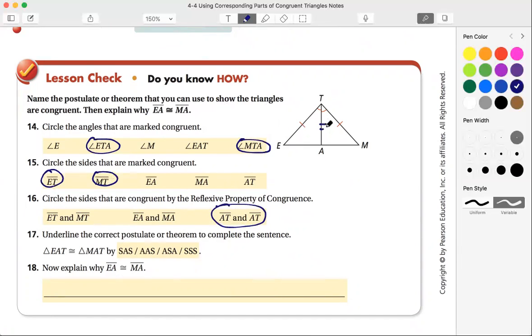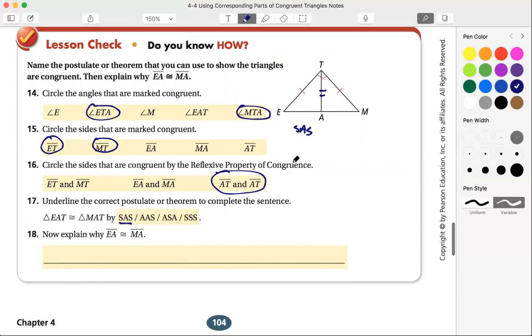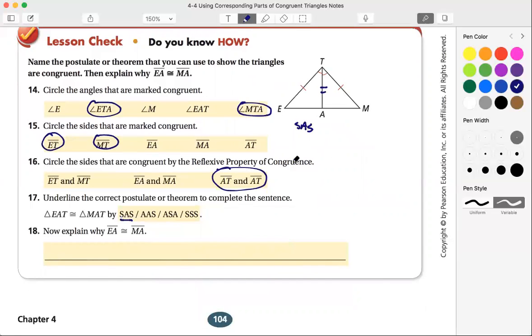So look at this. By the diagram, I have SAS. So by SAS, I'm going to be able to prove these 2 triangles are congruent. So therefore, any remaining parts of the triangle must also be congruent by CPCTC. And that's the abbreviation we use. Corresponding parts of congruent triangles are congruent.